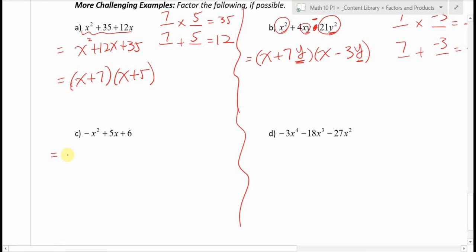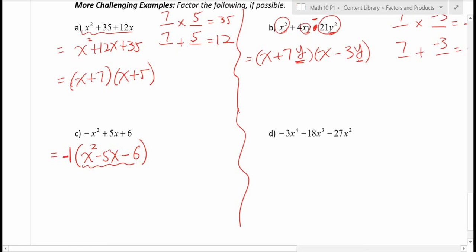Well, what we can do is factor out -1. Remember, when you factor out a coefficient or a common factor, it just means that we're going to take the original expression and divide it by the common factor. I'll write down -1 here. Usually you don't need to write down the 1, you can just write down the negative sign. But we just divide, right? -x squared divided by -1 is x squared. Positive 5x divided by -1 is -5x. Positive 6 divided by -1 is now -6.